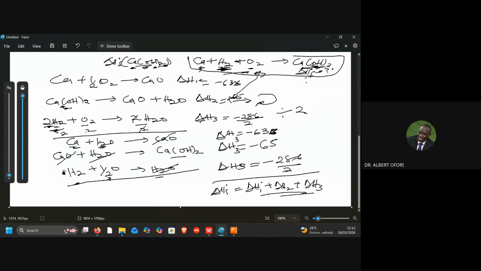Yes, so that is it. Please try to get an example to solve. I think we have to drop the curtain here. We'll continue with a similar topic, which will be bond enthalpies.